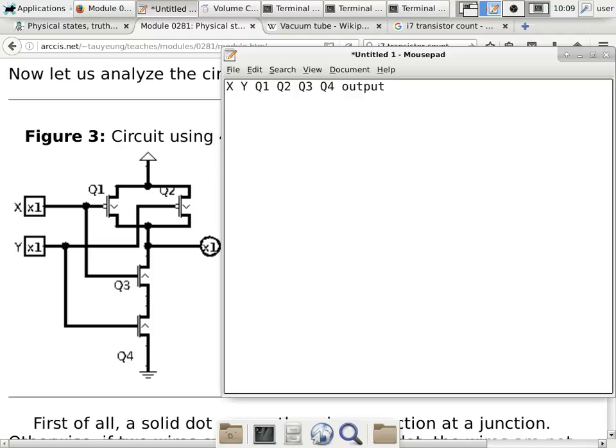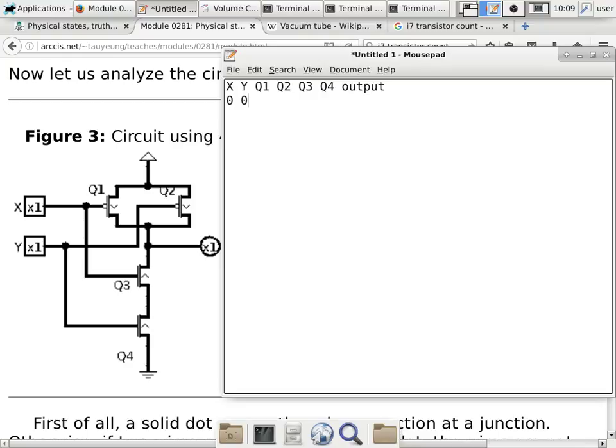Let's try low and low. I'm going to use 0 to represent low voltage and 1 to represent high voltage. Just symbolically, I'm not writing LO or LOW. Just use 0 to represent it. Is that okay so far?